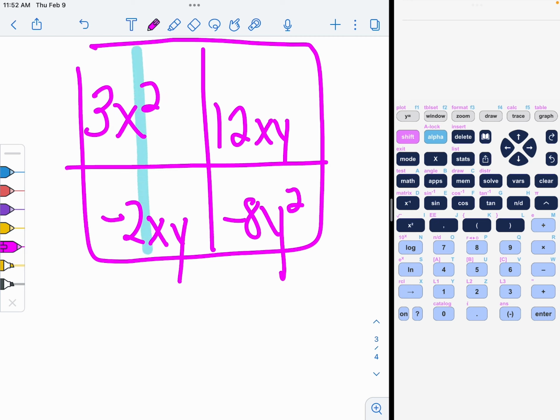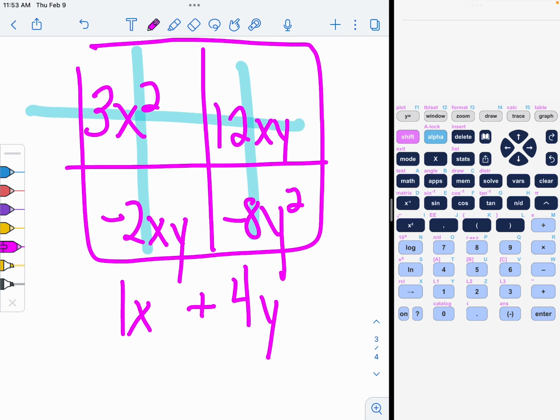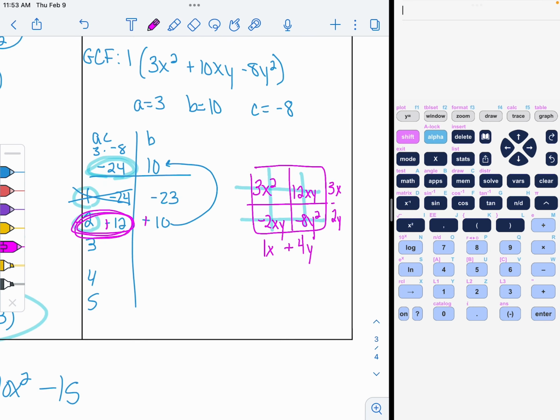GCF here is a 1 and a single x. GCF here is a, let's take a look, 8 and 12, that would be a 4, and a single y, and a plus from the top. GCF here is a 3, and they both have a single x. GCF here is a 2, and they both have a single y, and then a minus from the left. Final answer is my GCF of 1 from the beginning, 1x plus 4y, 3x take away 2y.